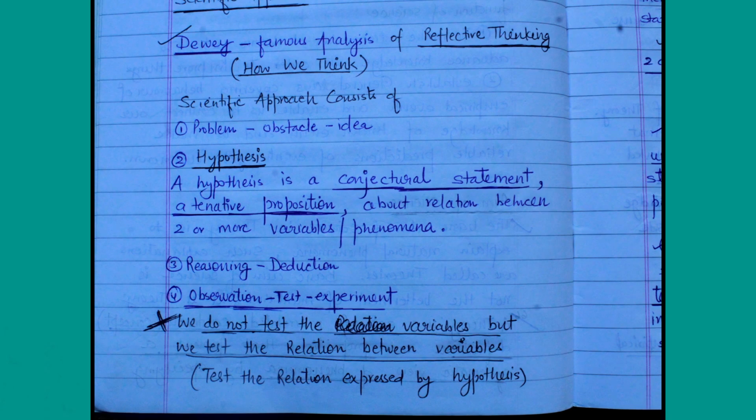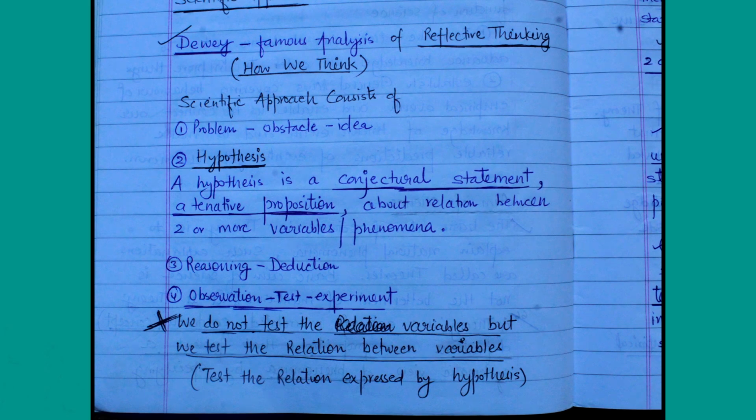Then there is reasoning and deduction, right? From our research we will reason why this result has happened, and then we will deduce it, so that it can be generalized for other areas. Then we will have observation, test, experiment. It is again a scientific approach, right?